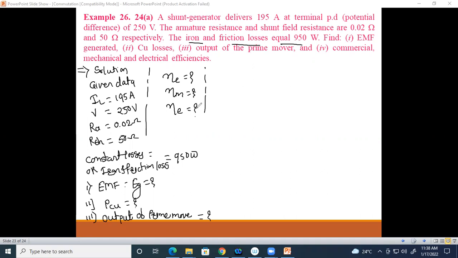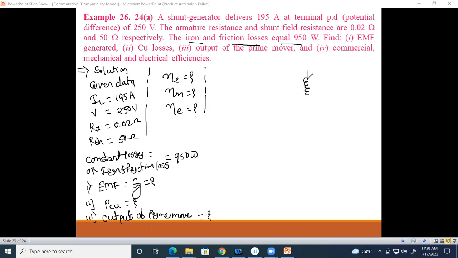We have discussed power stages. The generator converts mechanical energy into electrical energy. The input to the generator is nothing but the output of the prime mover. Whatever the output of the prime mover is, it is the generator input. Then there are some constant losses. After that there is a mechanical power developed. Then there are copper losses, and after that the actual output, or electrical output, of the generator.